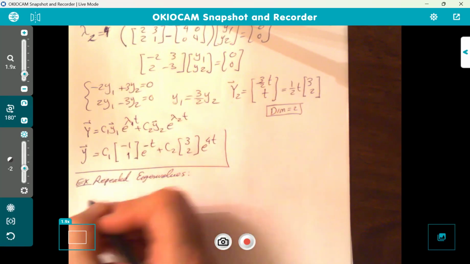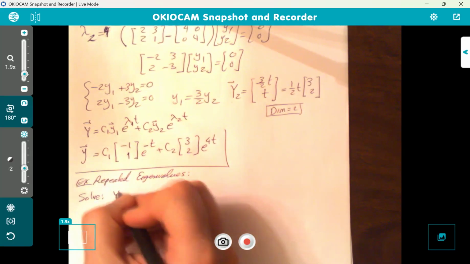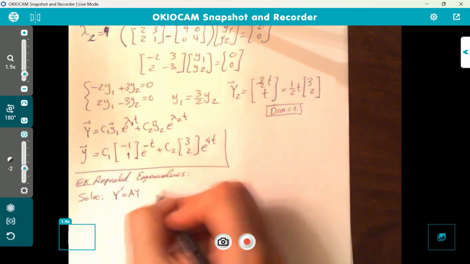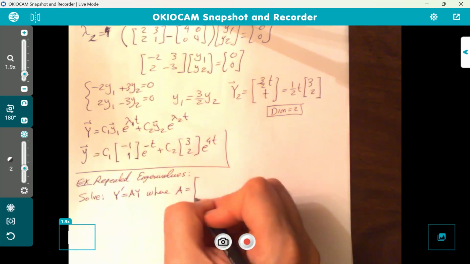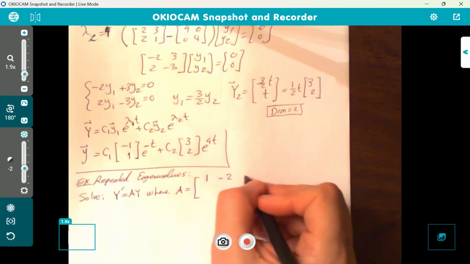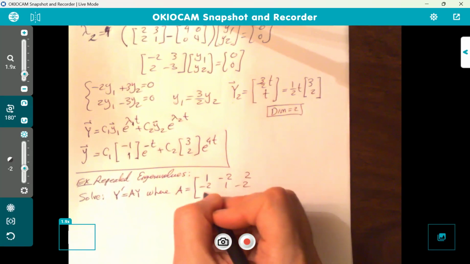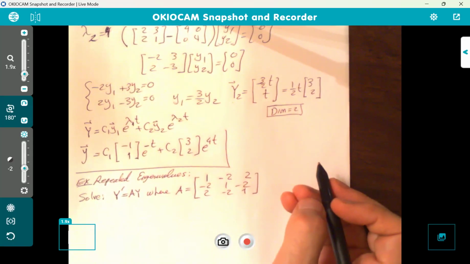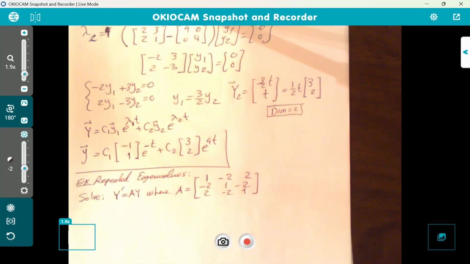For the repeated case, let's say we want to solve this system of differential equations where y prime is equal to Ay. And this time, A is going to be this matrix of the coefficients on the y's: 1, -2, 2, then -2, 1, -2, and then 2, -2, 1. So when you do the exercises, folks, you need to come up with these matrices, the A matrix.